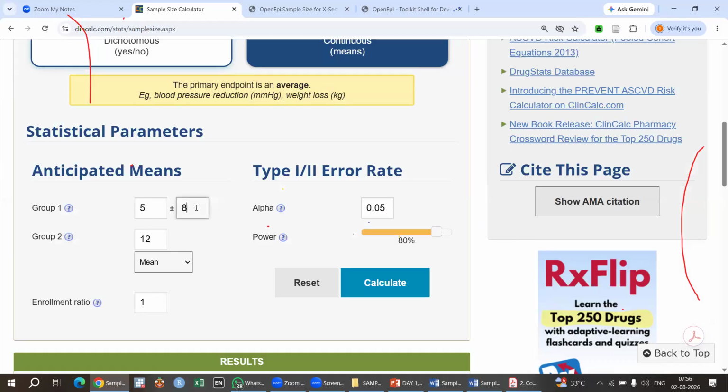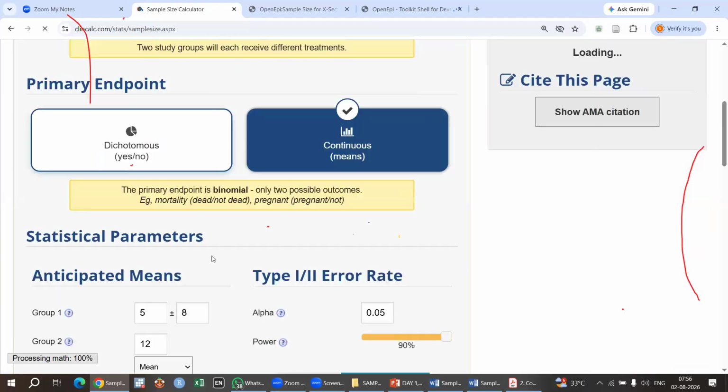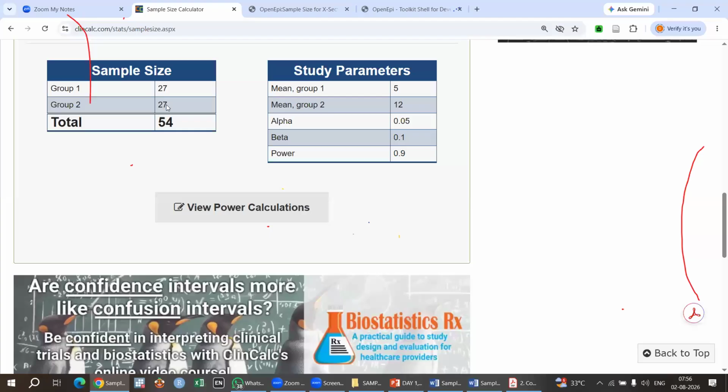So in ClinCalc, it is an assumption that group 1 SD is equal to group 2 SD. So this is given in this paper. Then at 90%, select 90. Then click calculate. This will be the answer: 27, 27, 54. I think they have used this clinical software to calculate sample size, but they did not mention it here. So this is 27, 27, 54.